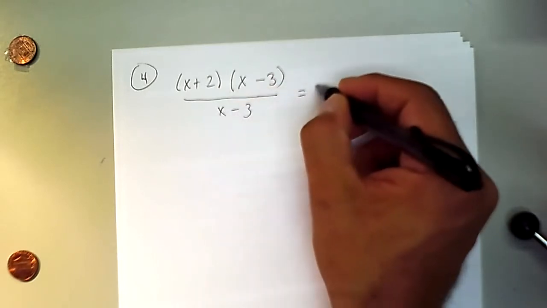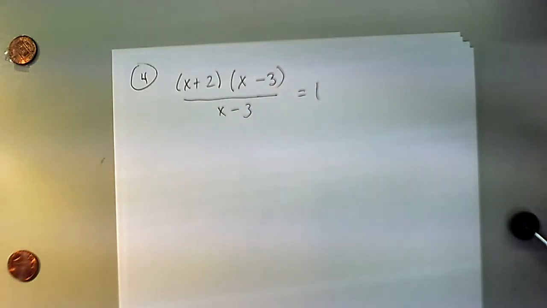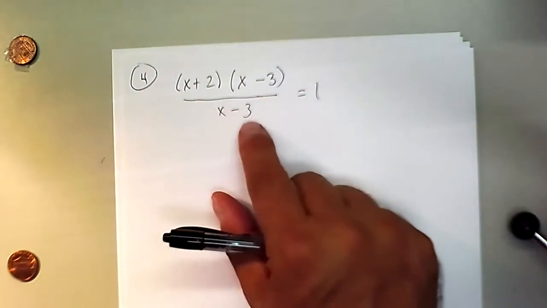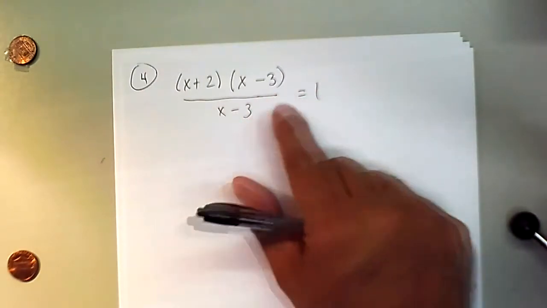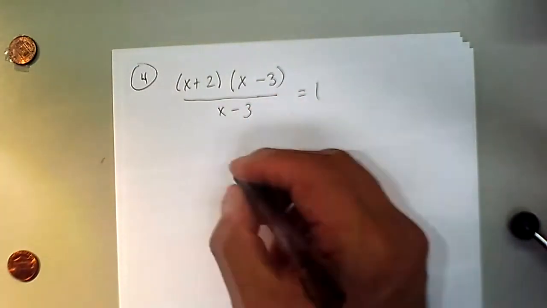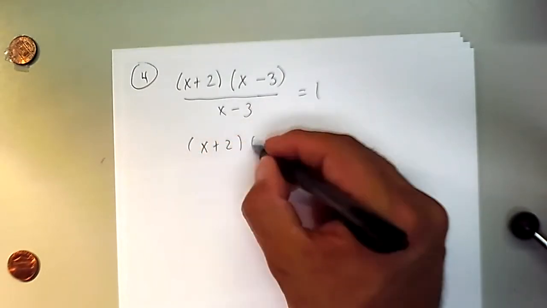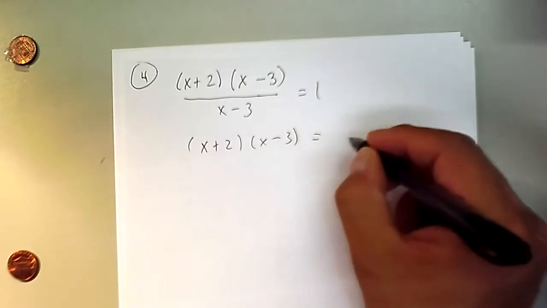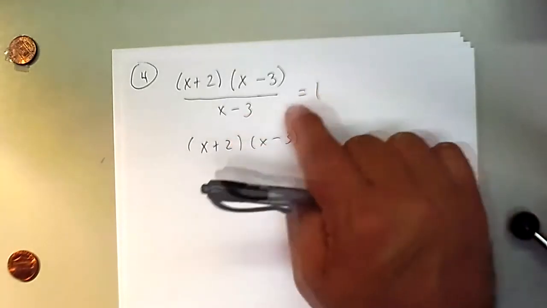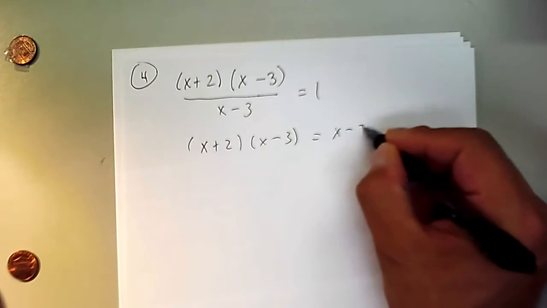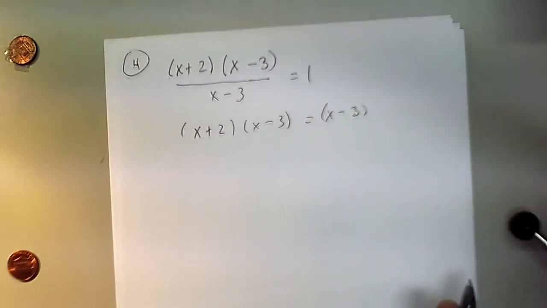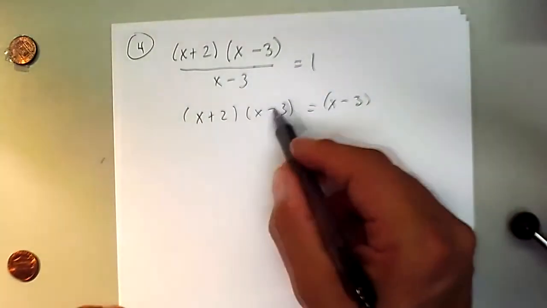Let's do this. Let's say you have this equation and you want to solve the equation for x. We can multiply both sides of the equation by x minus 3. So x plus 2 times x minus 3 is equal to, well, if we multiply both sides of the equation by x minus 3, we have x minus 3. And then we can say, well, let's cancel that out.